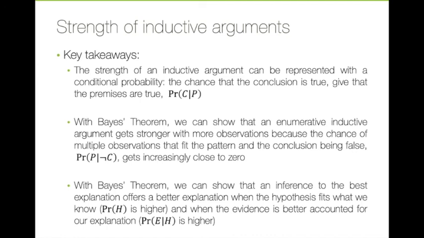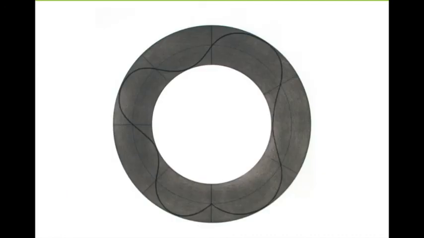And with Bayes' theorem, we can show that with inference to the best explanation, a better explanation is one where the hypothesis fits what we know, the probability of H is higher, and when the evidence is better accounted for by our explanation, when the probability of E given H is higher. And now you should have a sense of not only how to calculate probabilities, but also of how they are important to evaluating inductive arguments and inferences.